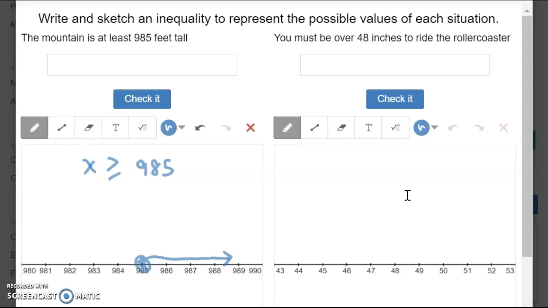Next, you must be over 48 inches to ride the roller coaster. So you put something to do with 48. You must be over. That means you need to be bigger than 48 inches, right? So x, whatever the value your height is, you have to be bigger than 48. Can you be 48 inches? Is that equals? No, it just says over. That means you cannot be even 48 inches. You need to be bigger than 48. So I find my 48 here, open circle, because it's greater than, and then pointing to the right, shading to the right.